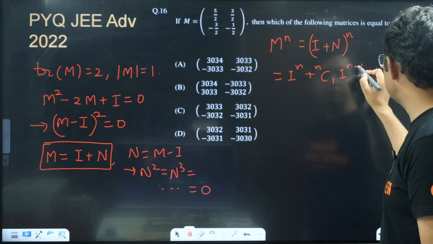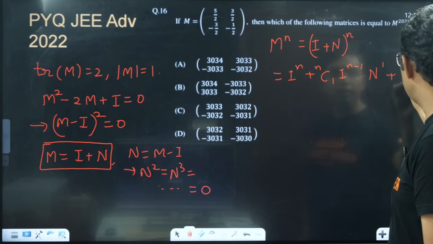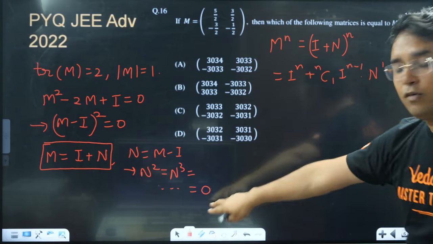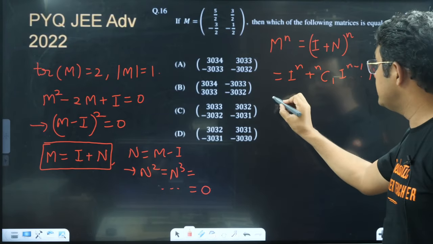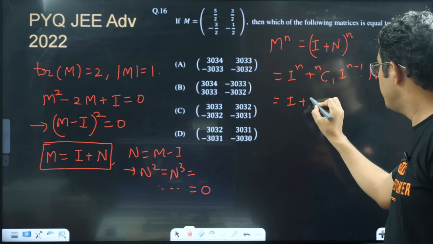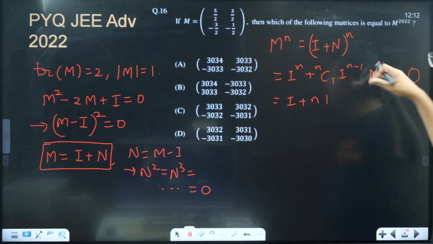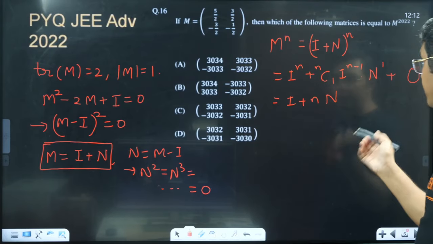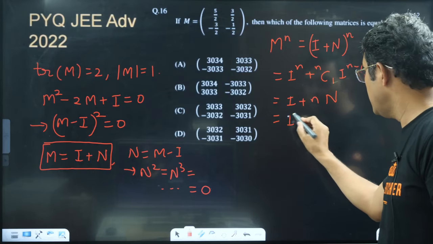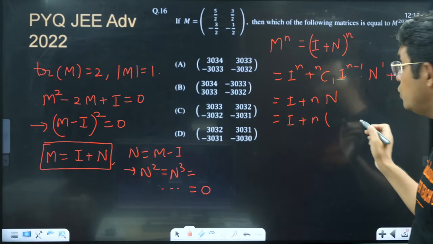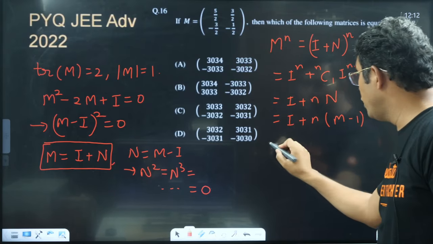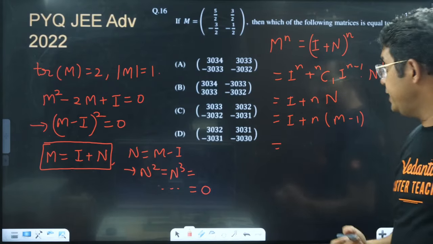This will be n minus 1, and all other terms would be null matrix, because n square, n cube, they all will be null matrix. Okay, so you can see this becomes I plus n into I power n minus 1 will be I only, and then multiplied with n will give you n. So this becomes I plus n into, and this n is nothing but m minus I. So we got my m power n in general.